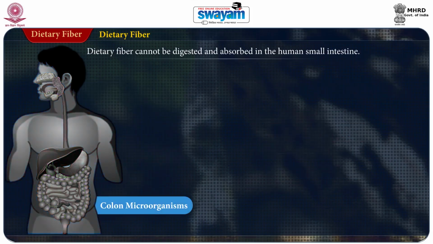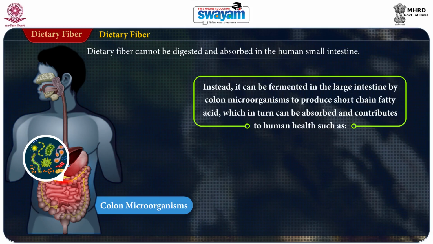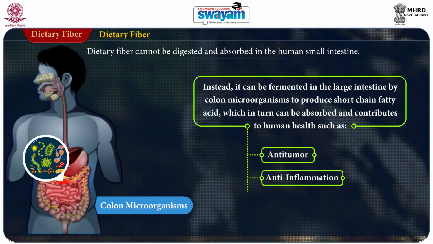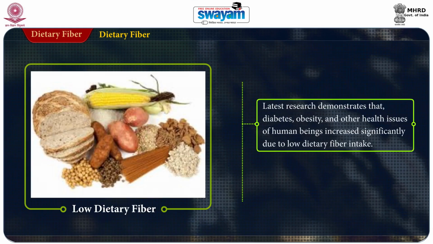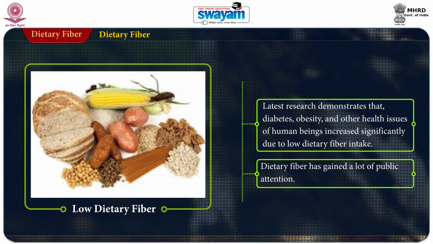Dietary fiber cannot be digested and absorbed in the small intestine. Instead, it is fermented in the large intestine by colon microorganisms to produce short-chain fatty acids, which in turn can be absorbed and contribute to human health, such as anti-tumor and anti-inflammatory properties. Research demonstrates that diabetes, obesity, and many other health issues of human beings are increased significantly due to low dietary fiber intake. Dietary fiber has gained a lot of public attention.